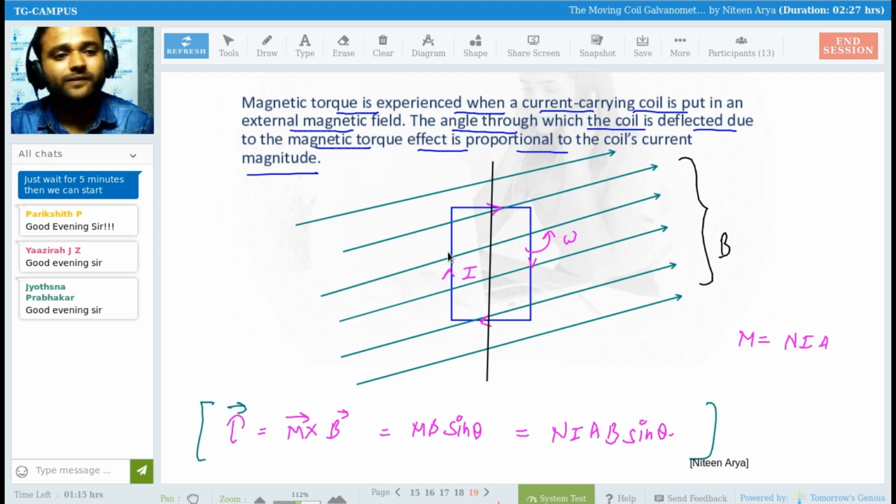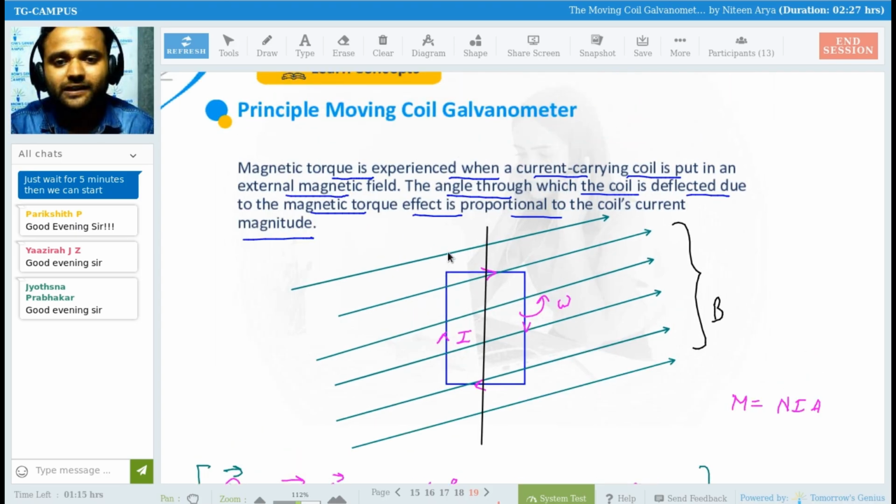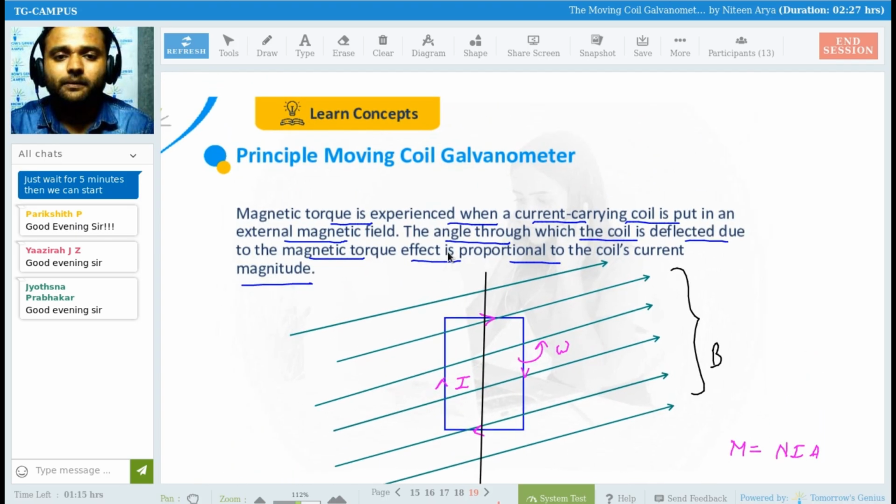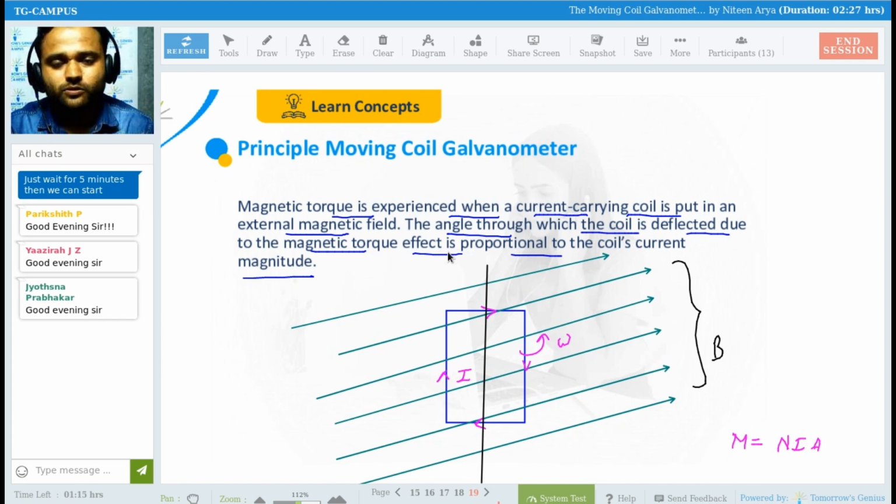Is this clear? So we discussed the principle on which this important instrument, the moving coil galvanometer, works. Clear, everyone?